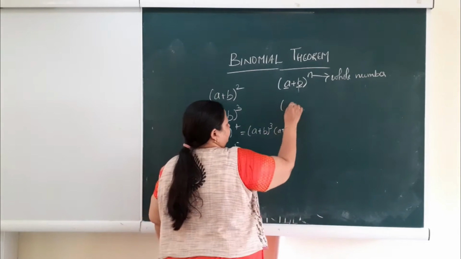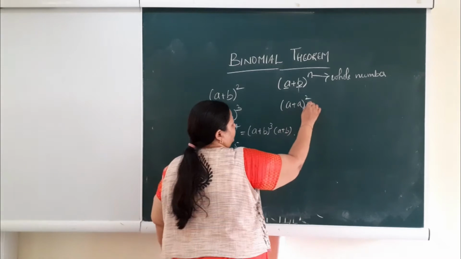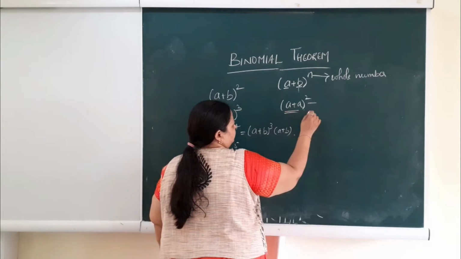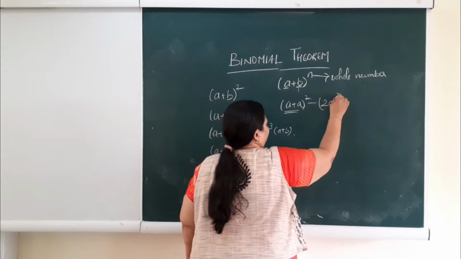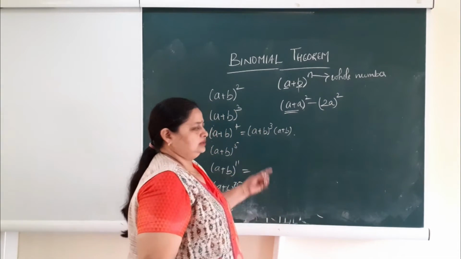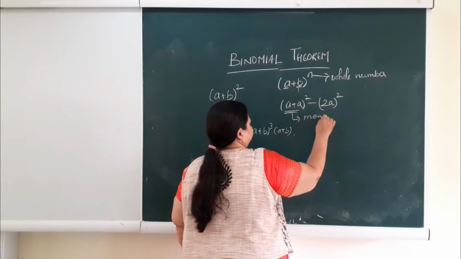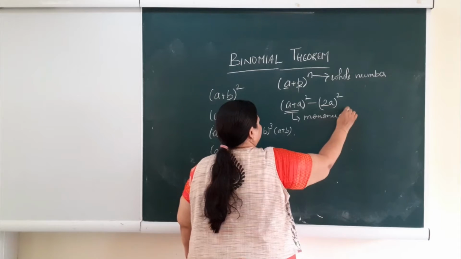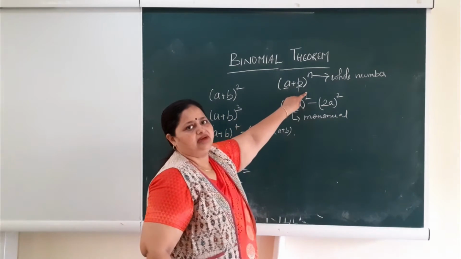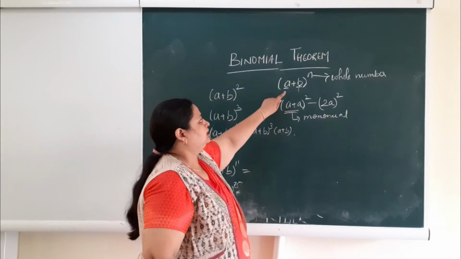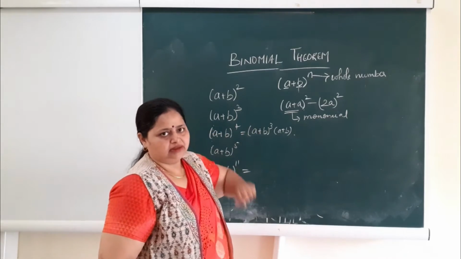So suppose I am writing a + a raised to the power 2, this is not a binomial, because I can write it as (2a) whole square. So this is a monomial only. A binomial means two different terms. We should take two different terms, so that makes a binomial.